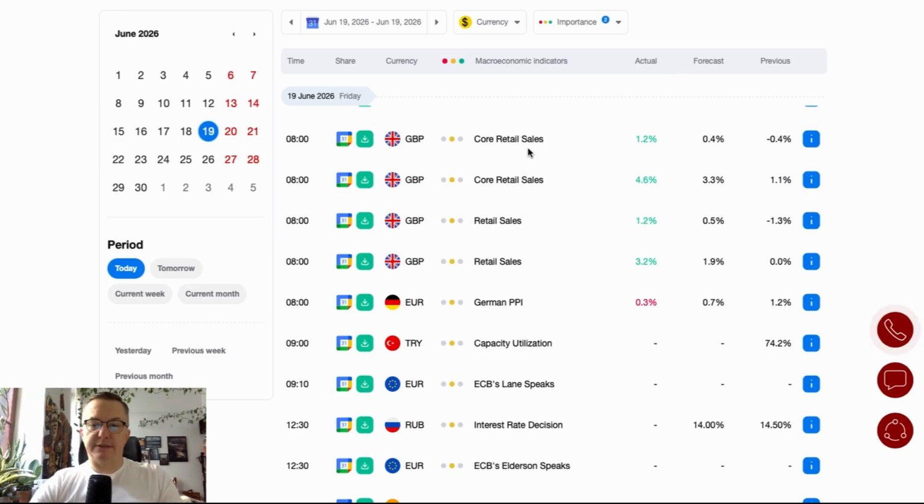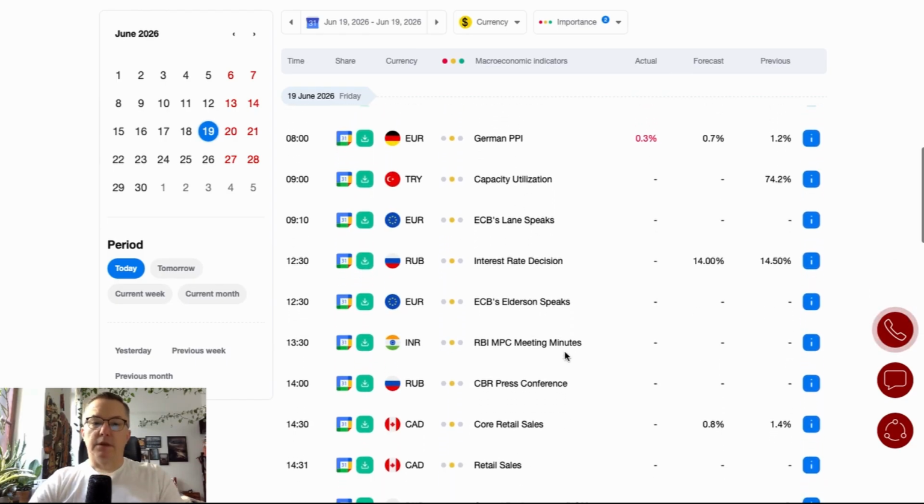Core retail sales and retail sales data were published. These data are from UK. As you can see, core retail sales and retail sales beat the expectations significantly, so a bunch of good data from UK. German PPI down from 1.2 to 0.3%.